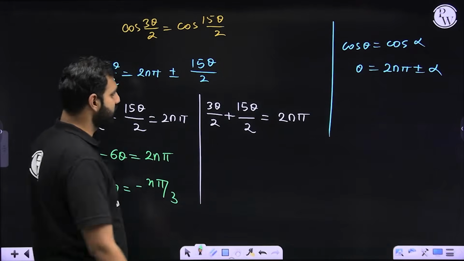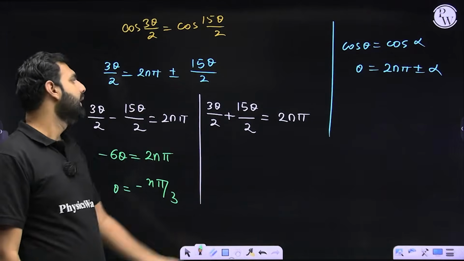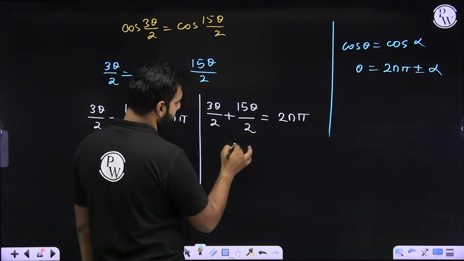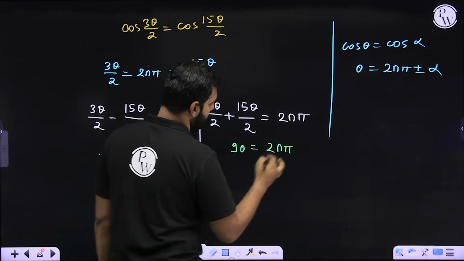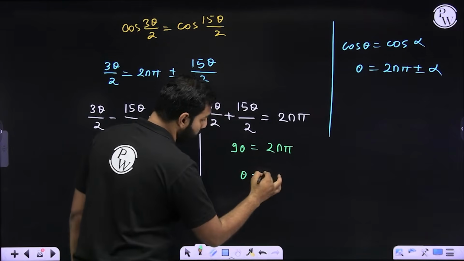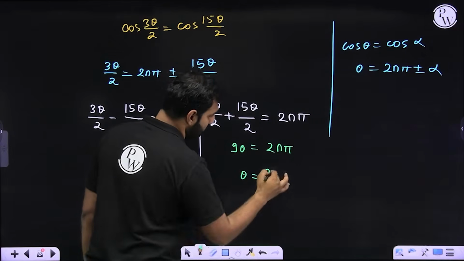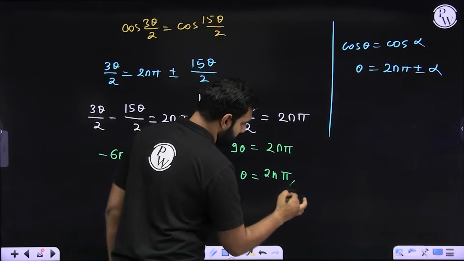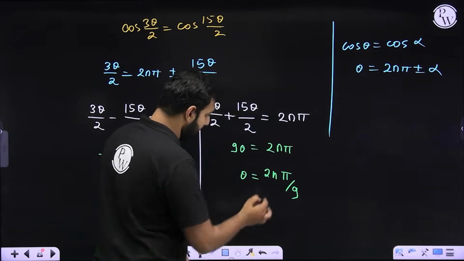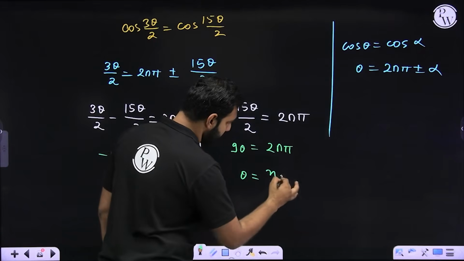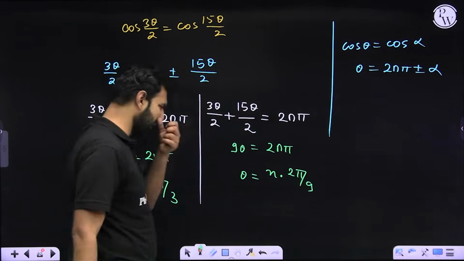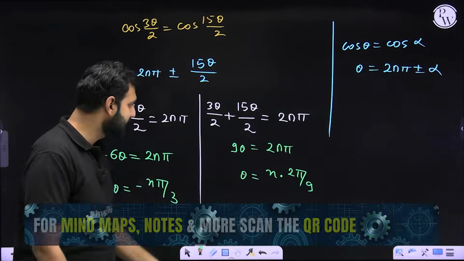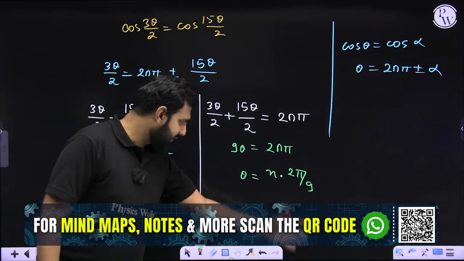Now, moving ahead towards this part, 3 plus 15 is basically 18. 18 by 2 is 9. So this is 9 theta. So 9 theta is equal to 2n pi. From here, theta will be 2n pi by 9. 2n will be there, you cannot get rid of it. Or you can say n times 2 pi by 9. I'm deliberately doing it. 15 plus 3 is 18, 18 by 2 is 9, so theta is 2n pi by 9, which I'm writing as n times 2 pi by 9.